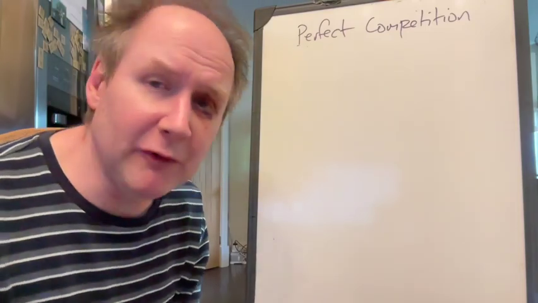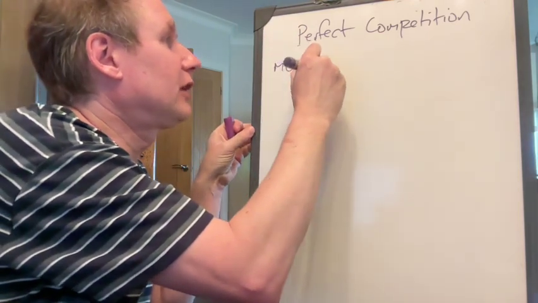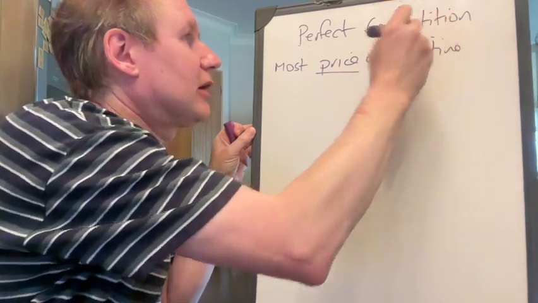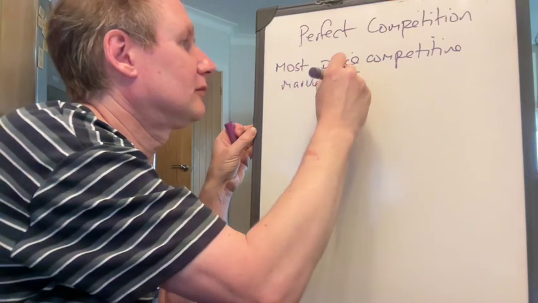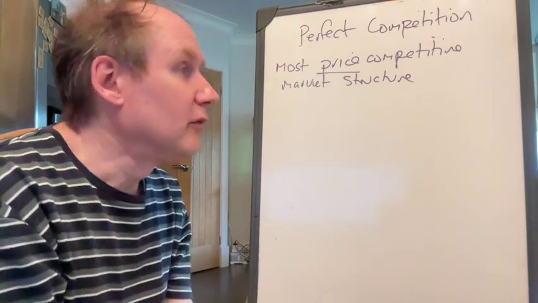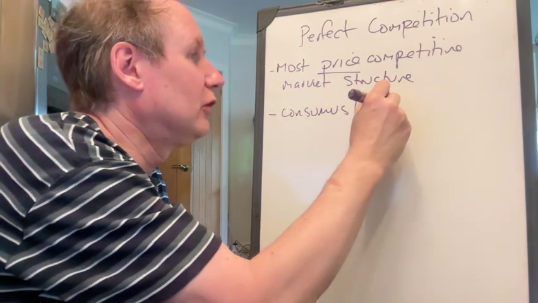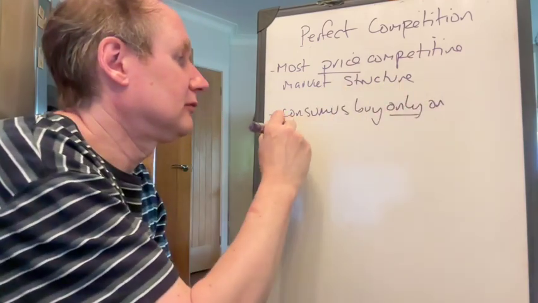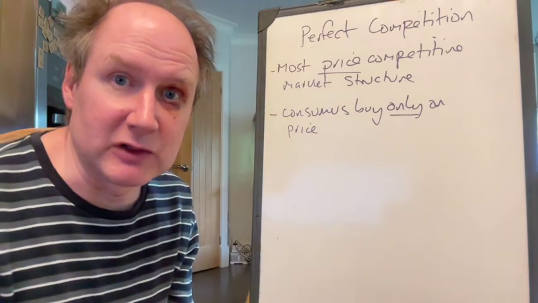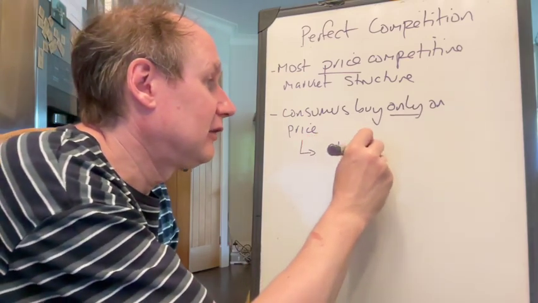So, perfect competition is intended to be the most price competitive market structure possible. And if it's the most price competitive market structure, what that means is that consumers buy only on price. It's so price competitive that consumers base their buying decisions purely on the price of the product. They're always going to buy the cheapest one.